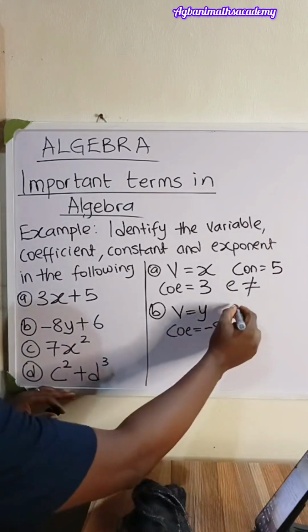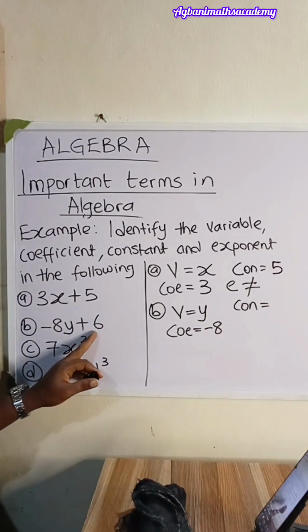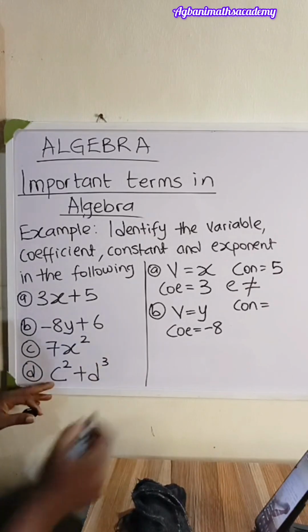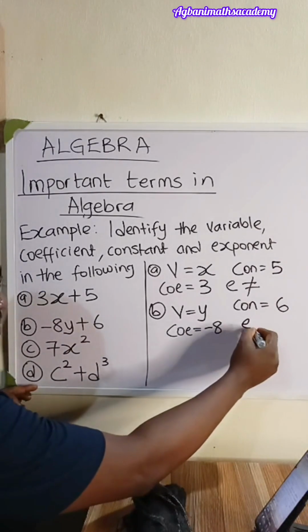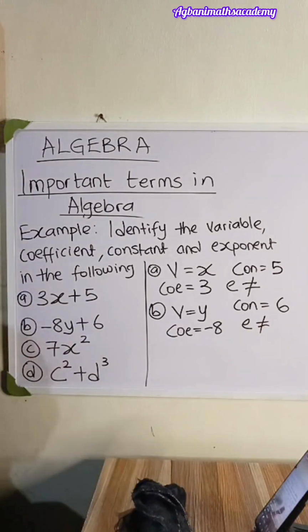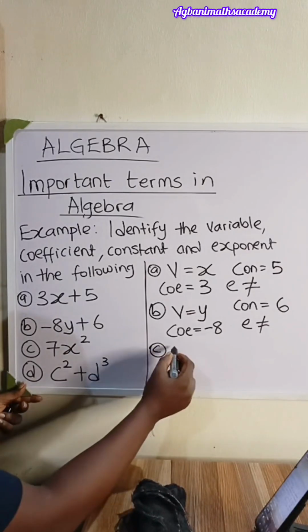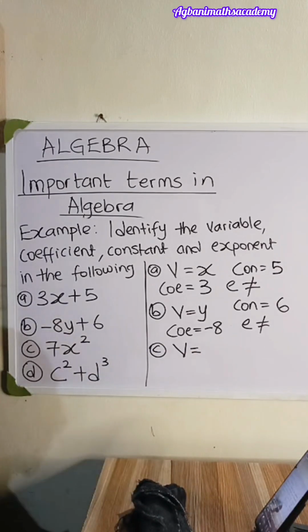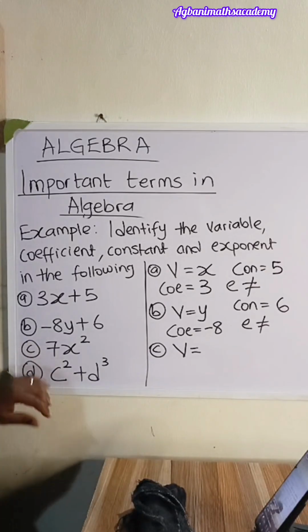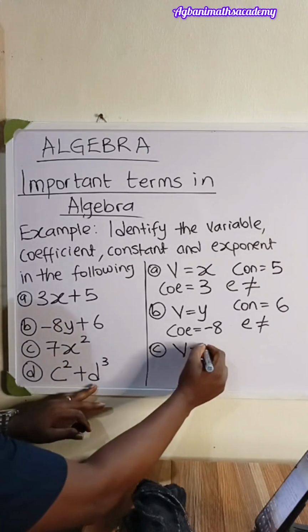And then constant. The constant here is 6 or plus 6. Exponents, no exponent. So let's go to C. C. Variable. Do we have a variable? Yes, the variable here is x. So we can see x here. So we have a variable x.